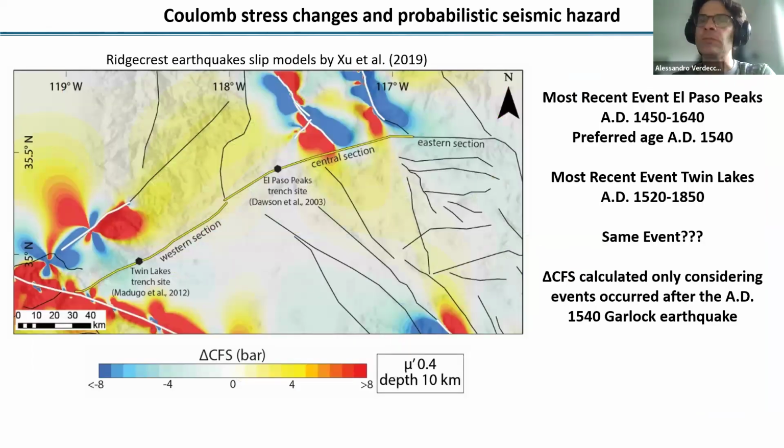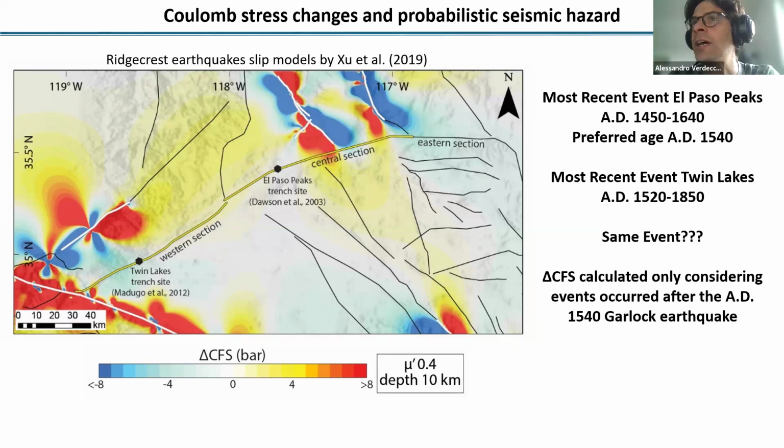But what about applying this effect to seismic hazard? How can we translate this into seismic hazard? We did a small exercise here, following again the Ridgecrest earthquake, and we calculated that after the Ridgecrest earthquakes, there was a strong increase in Coulomb stress on the Garlock fault, which is this huge left lateral fault located in California.